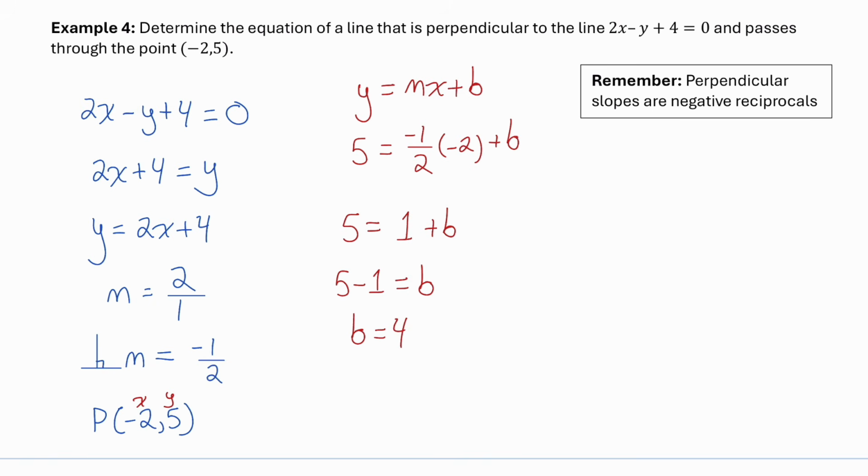So for the final equation, I'll sub in my perpendicular slope for m and 4 for b into y equals mx plus b, and I'll have my final equation of y equals -1/2 x plus 4.